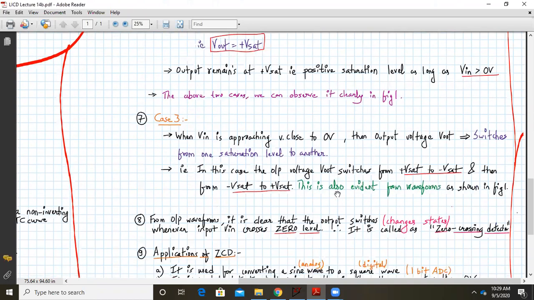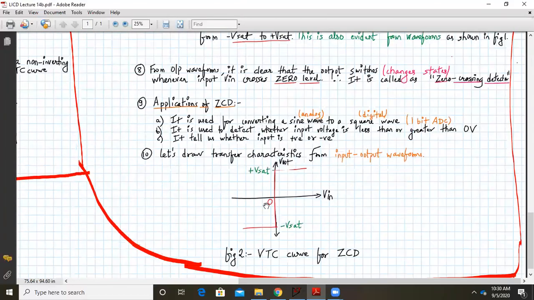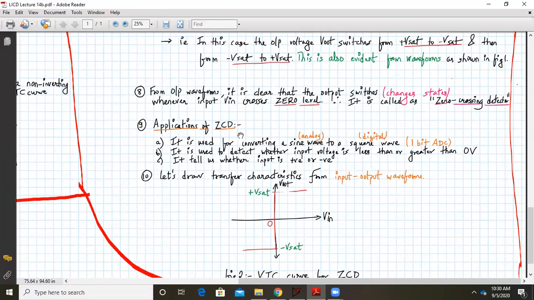Whenever V in is approaching very close to a value of 0 volts, the output switches from one saturation level to another. Here it is switching from plus Vsat to minus Vsat, and then from minus Vsat to plus Vsat. This is very evident from this waveform. From the output waveforms, it is clear that the output changes state whenever the input crosses the 0 level. That's why it is called a zero crossing detector.